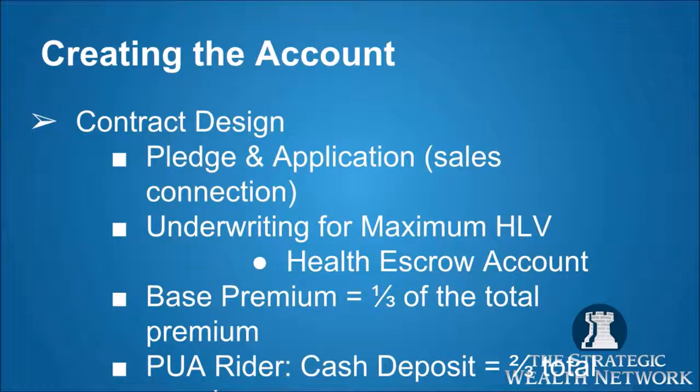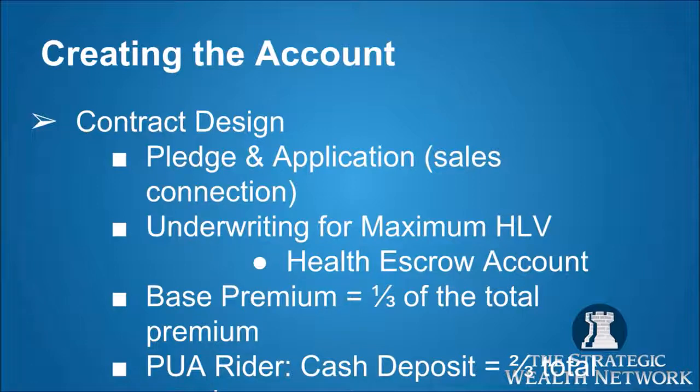So here's the first step, contract design. It starts with a pledge, which is basically writing a check for the number that you have found, which we talked about before, and going through a full application process. And we use Sales Connection, which is part of our back office here at the Strategic Wealth Network. One of your member advocates or myself will take you through Sales Connection, and that will automatically complete your application process. The application covers everything that has to do with underwriting for maximum human life value.